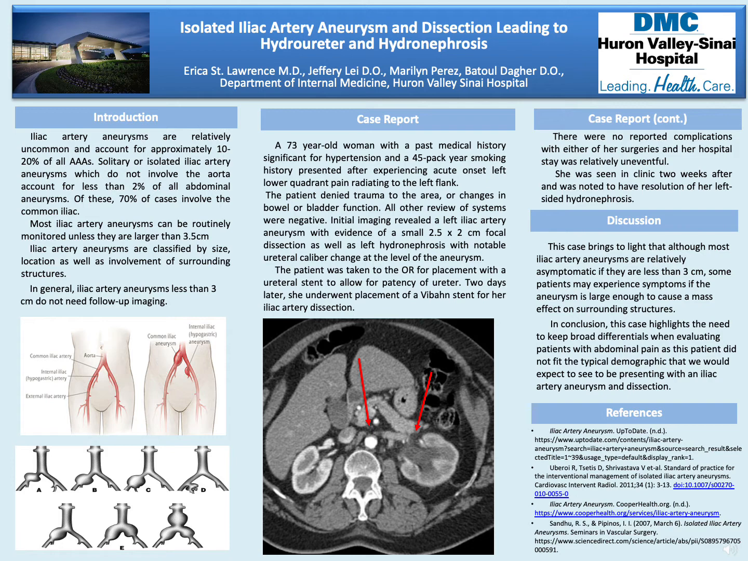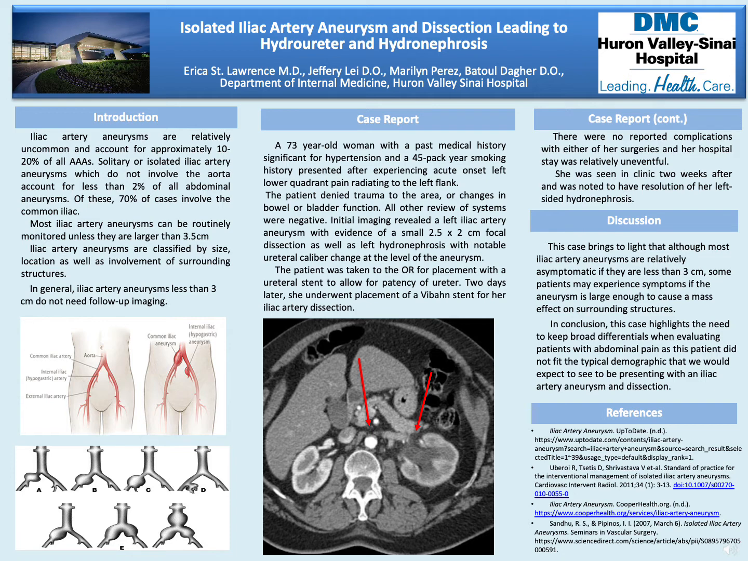Iliac artery aneurysms are relatively uncommon and account for approximately 10 to 20% of all AAAs. But a solitary or isolated iliac artery aneurysm that does not involve the aorta accounts for less than 2% of all abdominal aneurysms. Of this 2%, 70% of the cases involve the common iliac artery. Even more uncommon are isolated internal iliac artery aneurysms, and exceedingly rare are isolated external iliac artery aneurysms.